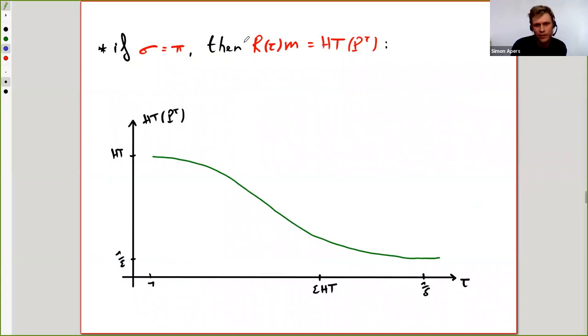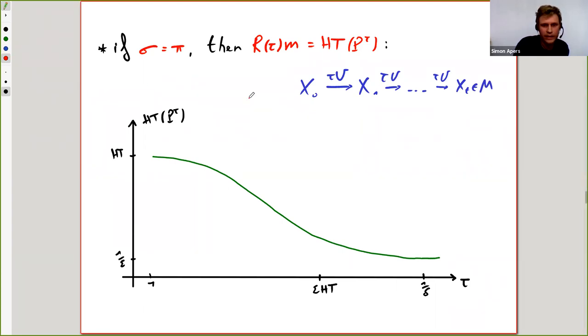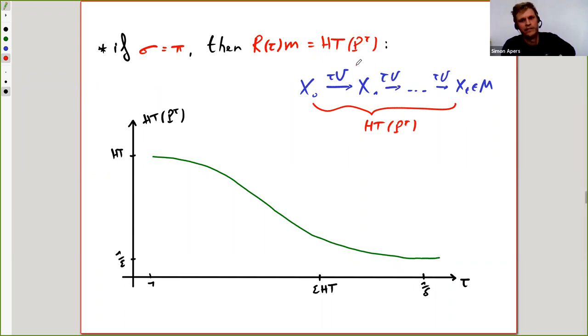All right, so to give some intuition about this quantity, in the special case where sigma equals pi, this quantity equals the hitting time, but not just the hitting time of P, it equals the hitting time of P to the tau. So how do we interpret this quantity? If you have some x0, we take tau steps, we get x1, tau steps, and so on. And then in the end, we wait until we find a marked element, then the number of steps that we have to take here is the hitting time of P to the tau. So we get this interpretation by seeing P to the tau as a new random walk in some sense.